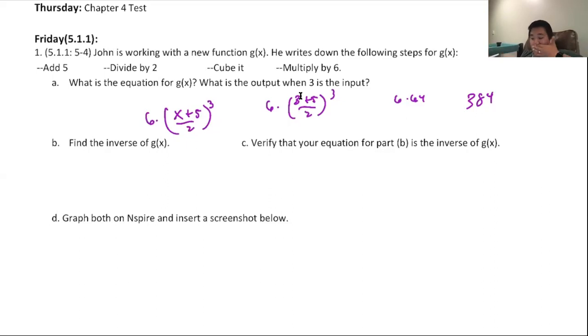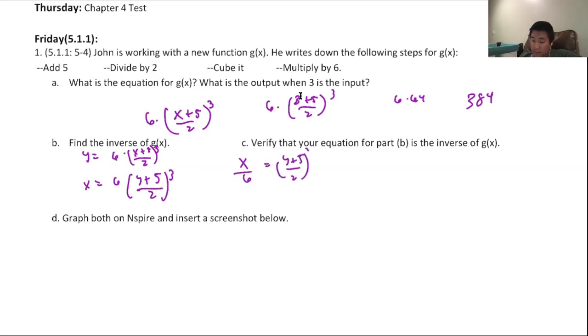What's the inverse? So now you do it backwards. So we have y equals 6 times (x plus 5 over 2) cubed. So we switch it. So we have x equals 6 times (y plus 5 over 2) cubed. Then you solve for y. Divide by 6. X over 6 equals (y plus 5 over 2) cubed. Cube root.